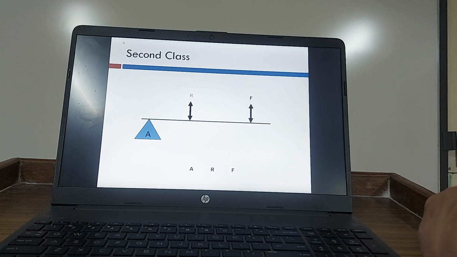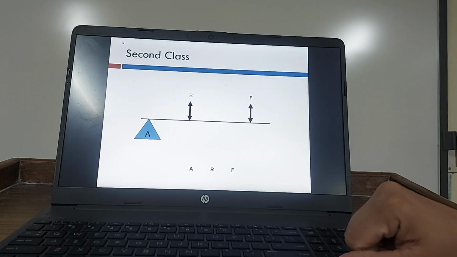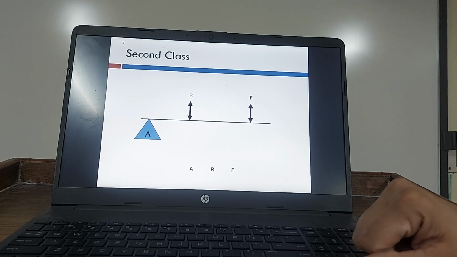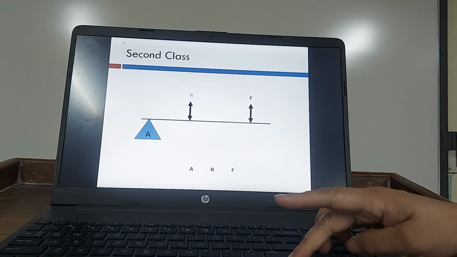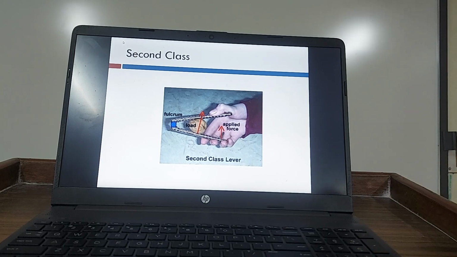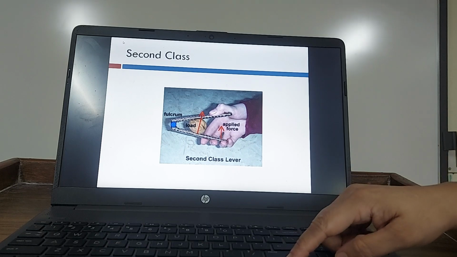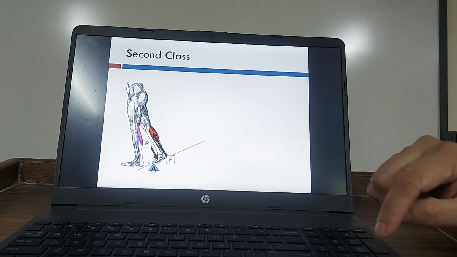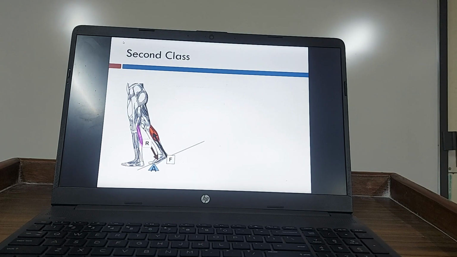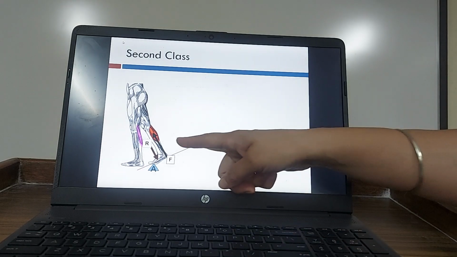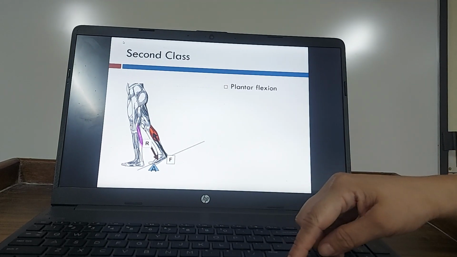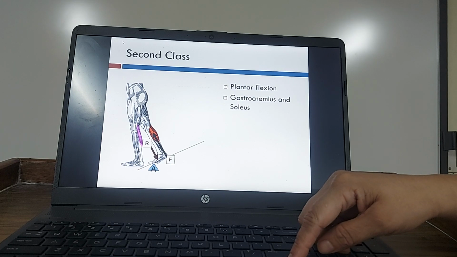Now let us see the second class lever. In a second class lever, the resistance is in between the axis and the force. This is a nutcracker, and you can see the load is in between the fulcrum and the force. And in the human body, you have the example of the gastrocsoleus. The ankle joint is the fulcrum, the talus being the point where the weight of the whole body is concentrated, and the action is of the gastrocsoleus muscle, responsible for plantar flexion.